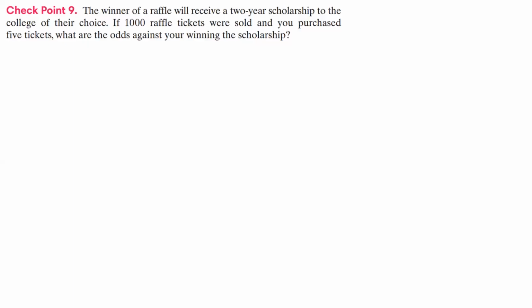All right, so here we have the winner of a raffle will receive a 2-year scholarship to the college of their choice. If 1,000 raffle tickets were sold and you purchased 5 tickets, what are the odds against you winning the scholarship? All right, so we have odds against. Well, first off, what do we have? Well, we have 5 tickets we bought, and that means there's 995 tickets that we didn't buy. So we've bought this many, didn't buy this many.